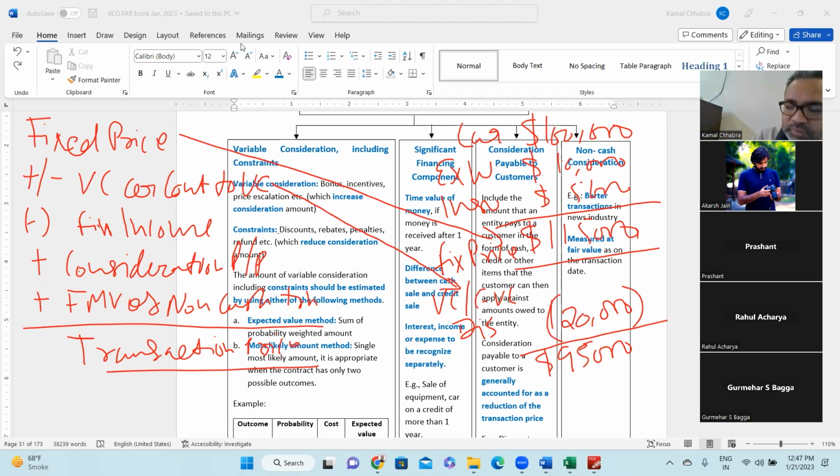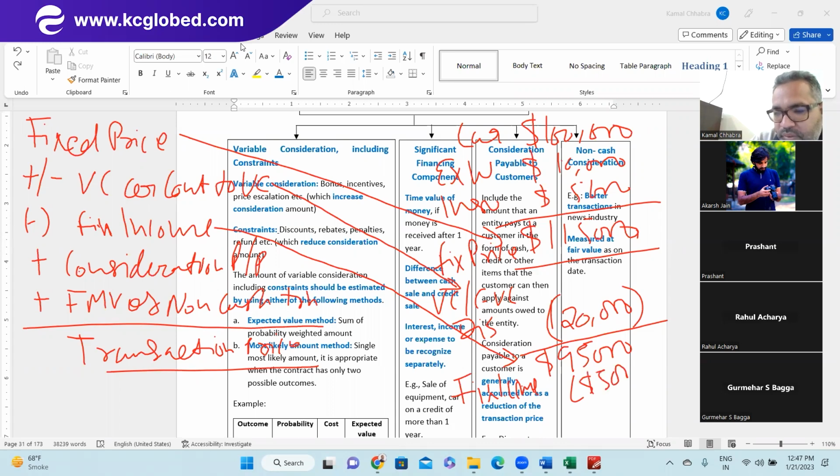And on this 95,000, let's assume they have given you a 1 year financing option. So what is the financing component? Finance income you need to reduce. Let's assume $5,000. What will be the transaction price? $90,000. Right? Why are you subtracting 5,000? Because that will go to the finance income, not your sales income.